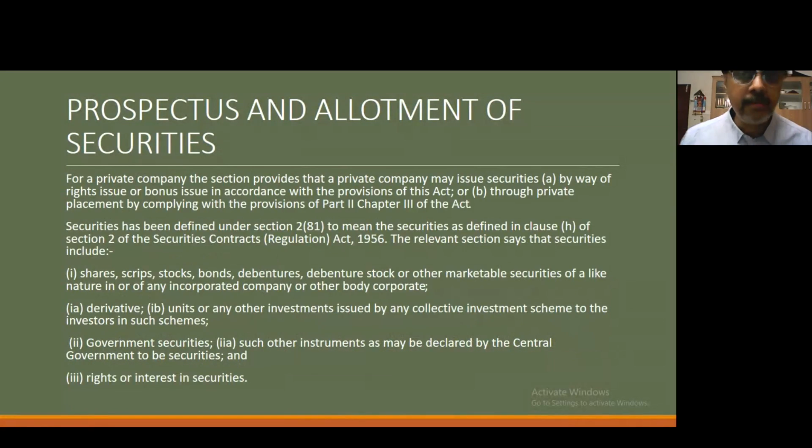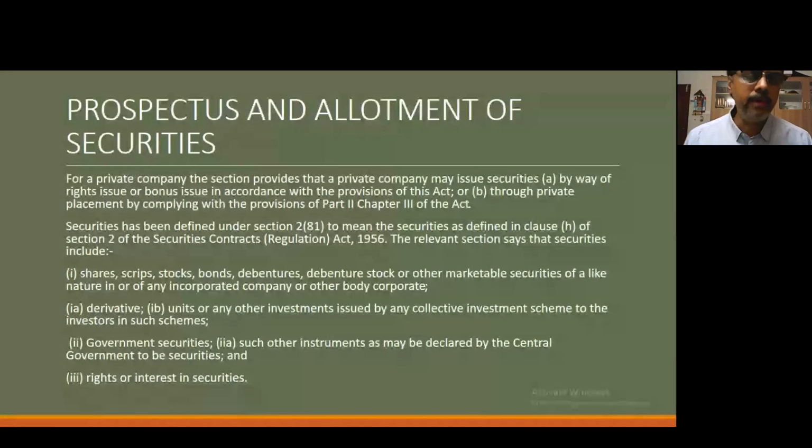Now, with respect to a private company, as we discussed, they can issue only through rights or bonus issue and through private placement. So they cannot make a public issue. I think you're all very much clear about this simple set of points: in what form a public company can issue securities, and in what form a private company can issue securities.